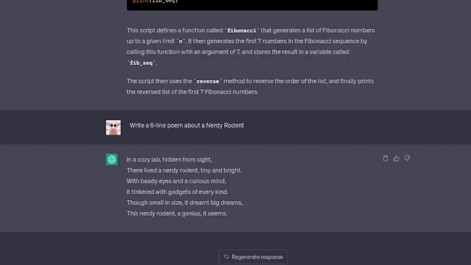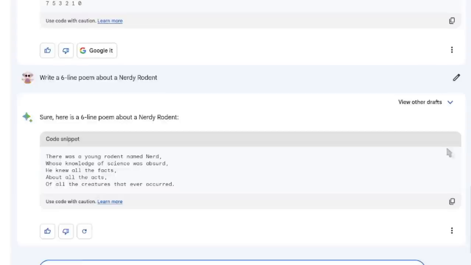All right, that's not too bad. That's perfectly readable. And how does Bard do? There once was a young rodent named Nerd. Okay, it's gone with a limerick style instead.